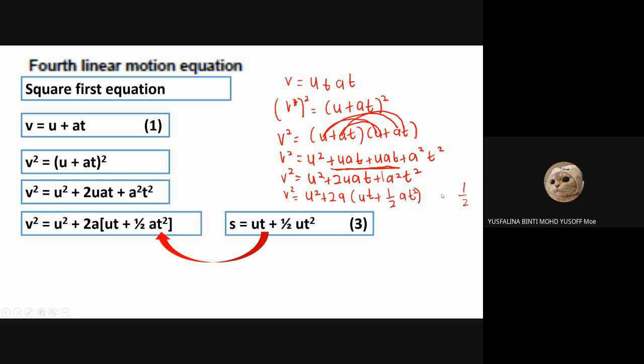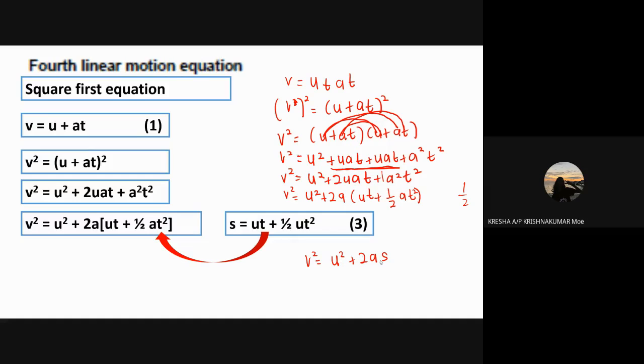Okay, right? So this one we already know. This one is actually the third equation that we just derived. So it becomes V square equals U square, and this one is actually equal to S, right? So we replace it with S. Okay, can you understand? Teacher, yes.